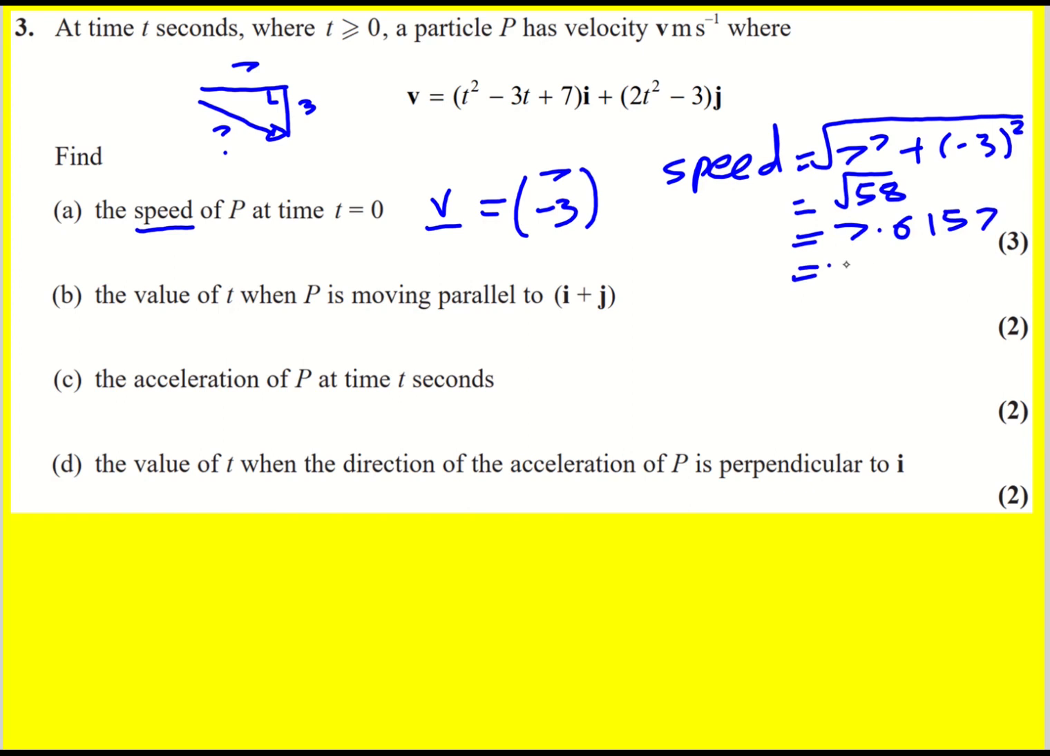7.6157, which I rounded to three significant figures, 7.62 meters per second. You get away with not writing units in these maths questions, so to be honest, I tend to not, but I will here.